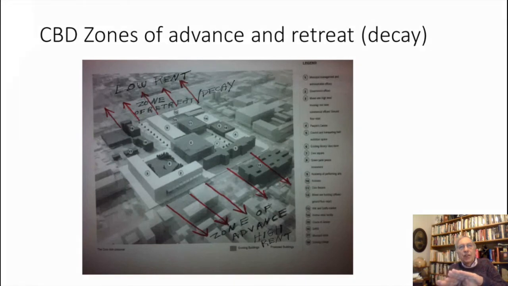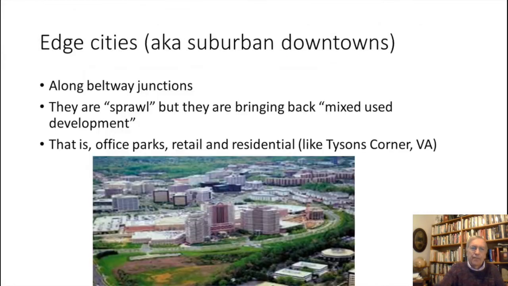So anyway, central business districts and downtowns aren't frozen over time. They move, literally can move in a certain direction. Downtown's moving out this way now, leaving that part behind. And geographers have called this, where it's moving, which is on the bottom right here, the zone of advance. That becomes higher rent. And then where it's leaving, the zone of retreat or zone of decay, and that becomes the lower rent side of town.